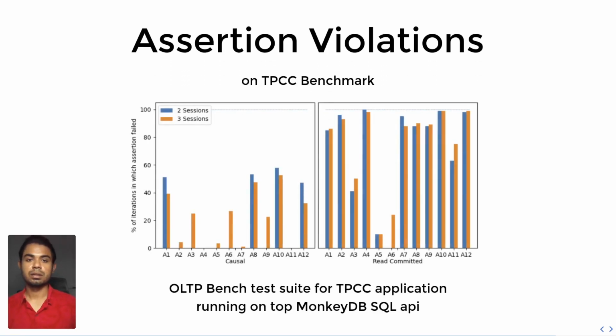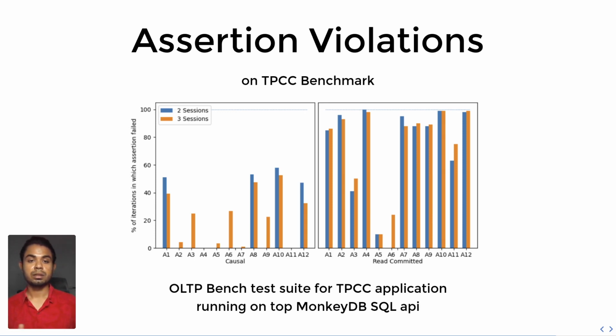Let's look at the TPCC evaluation. We had 12 assertions to check for this benchmark. The benchmark is supposed to run correctly when run under standard isolation. So we run it under 2 weaker isolation levels, causal and read committed, and try to check how quickly they violate the assertions. Causal is an isolation level between the weaker read committed and the stronger snapshot isolation.